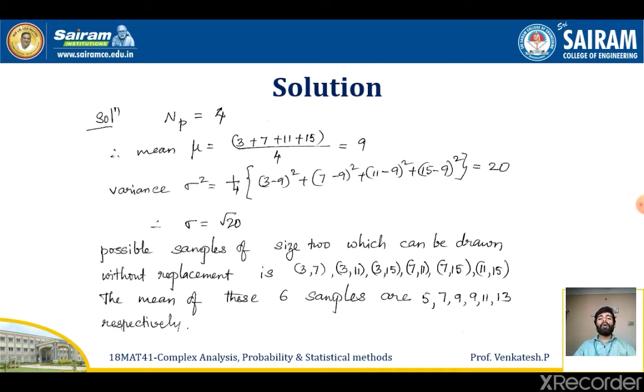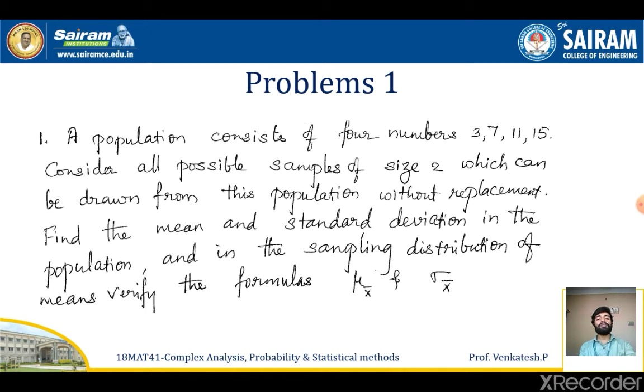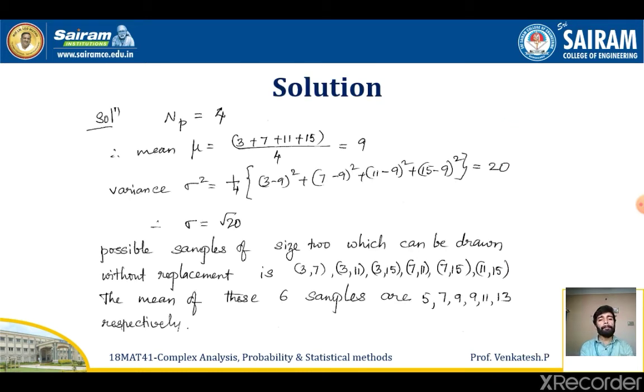Now the possible samples of size 2 which can be drawn without replacement. Since the sample size is 2, I am pairing only 2 numbers, and without replacement means a number should not repeat. So 3, 7 is one pair; 3, 11; 3, 15; again 7, 11; 7, 15; and 11, 15. In total, I got 6 pairs of samples.